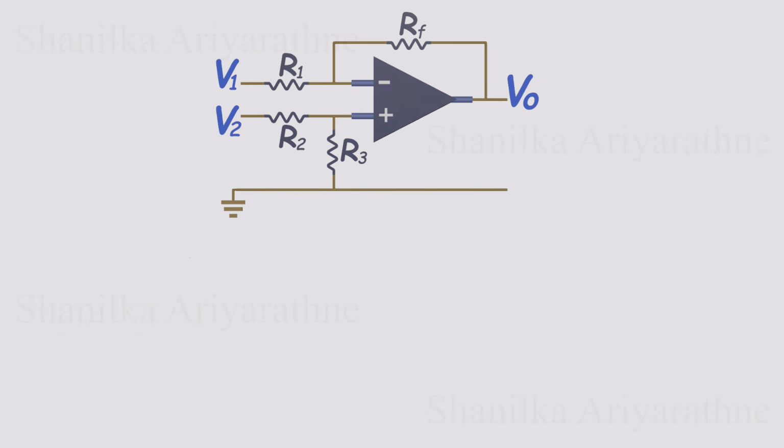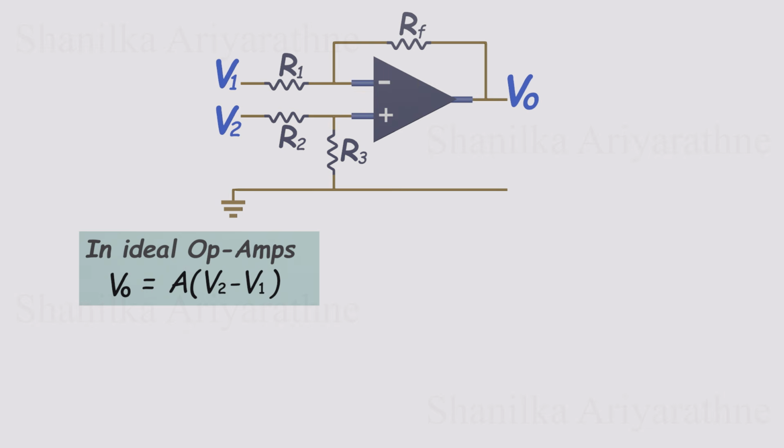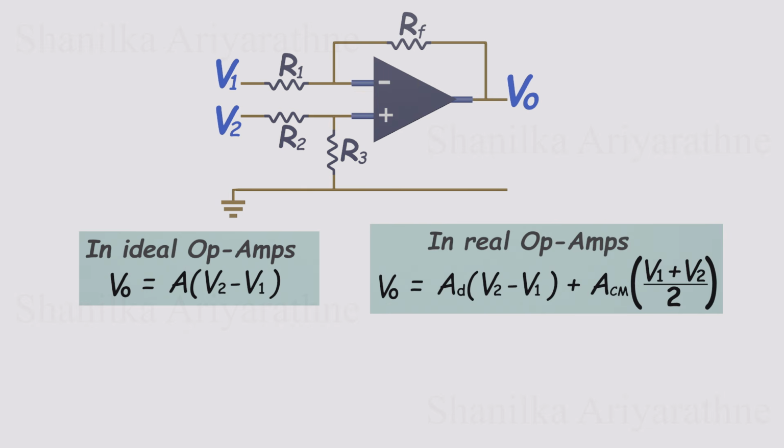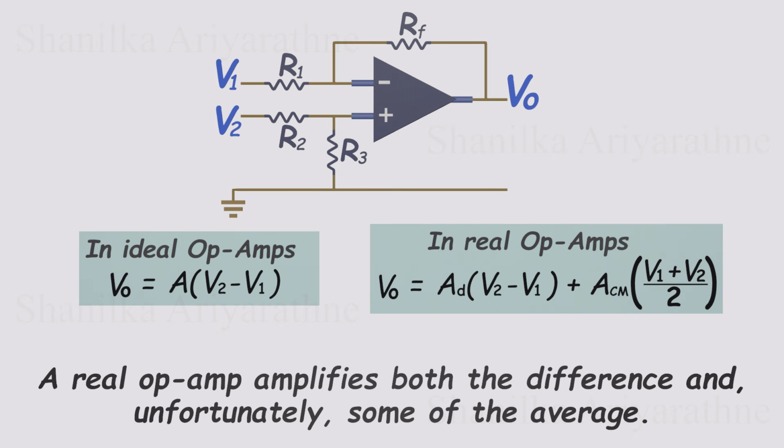Now let's pull everything together. In an ideal op-amp, the output is exactly what we want, the gain multiplied by the difference between the inputs. Simple, clean, and perfect. But in the real world, things aren't so neat. A practical op-amp doesn't just amplify the difference, it also sneaks in a little bit of the average. In other words, it's amplifying both the difference and the common mode.